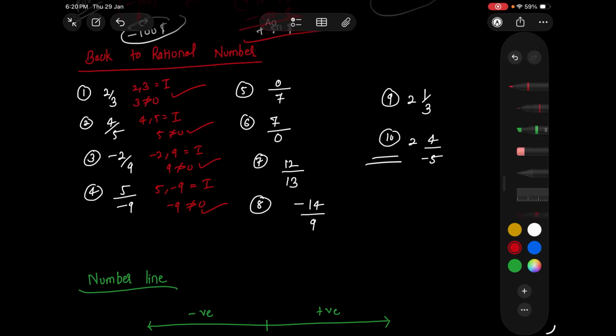Now the remaining 6 questions, you guys solve. I give you 20 seconds to solve this.